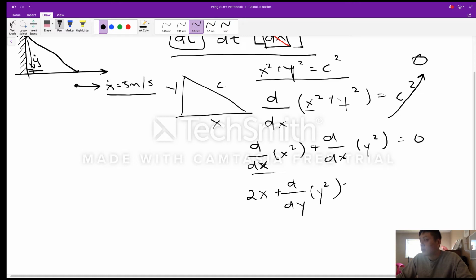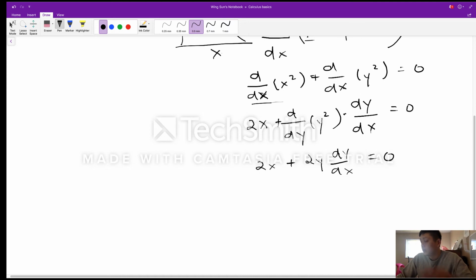So what I can do here is use the chain rule. If I want to make this into an x, I will have to cancel out the dy and put back in the dx. You see what I did? The dy cancel out, and this gets put back, equals 0. So 2x plus 2y dy over dx equals 0. If you rearrange that, you get dy over dx equals negative x over y.